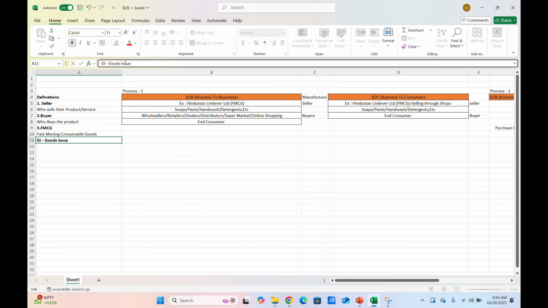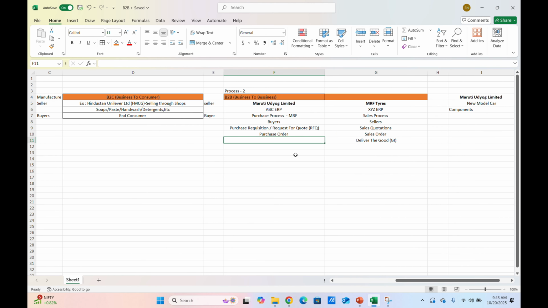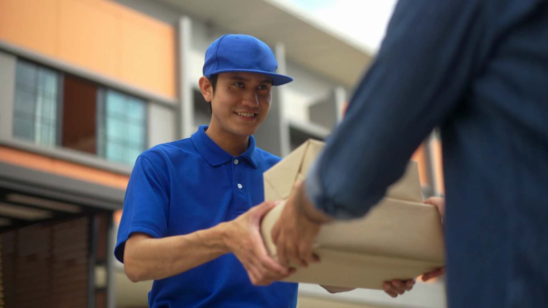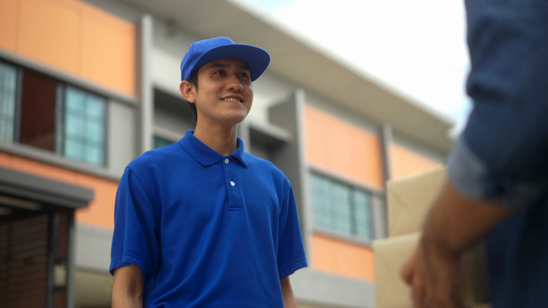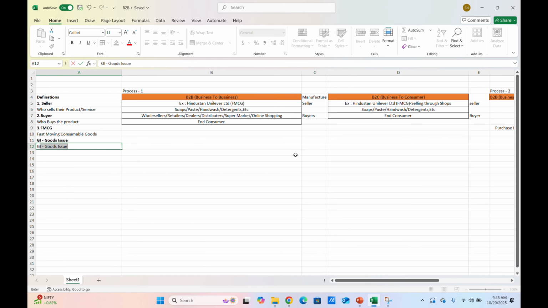Goods issue. Okay. After delivering the goods, what will Maruti Udyog Limited do? They receive the goods, that is called GR. Receiving goods is called GR. GR is called goods receipt.